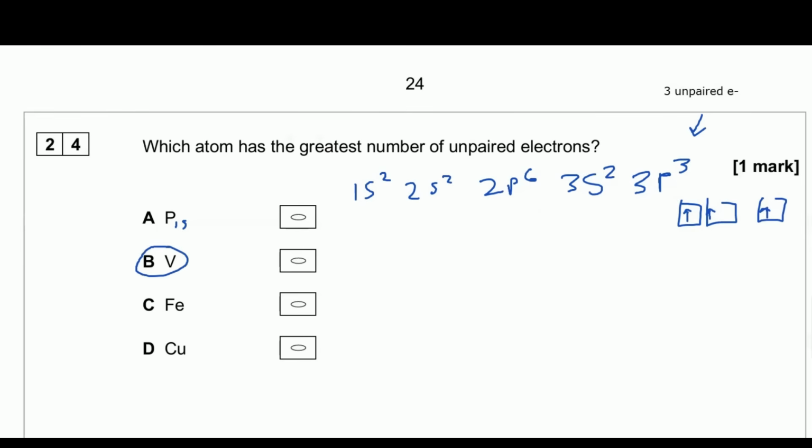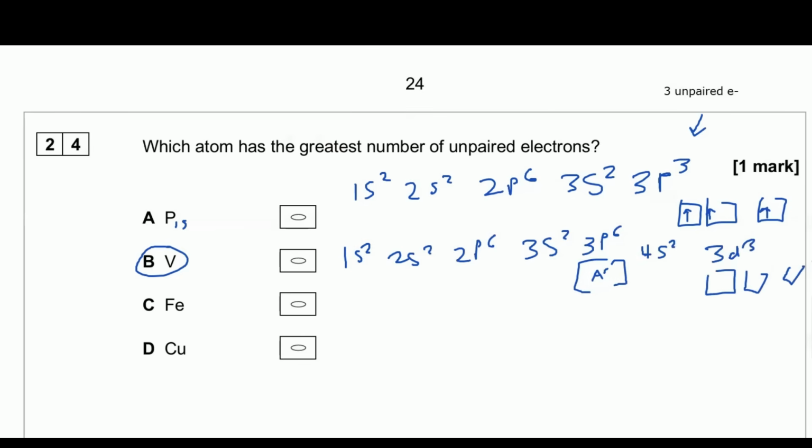Let's check out vanadium. Now, vanadium has the atomic number of 23. So what I need to do is write out vanadium's electronic structure. So we can go 1s2, 2s2, 2p6, 3s2, 3p6, that's 18. This is the same as argon, so it's easy to do the shorthand, argon. And so it has 4s2, 3d3. So 3 of the 3d orbitals have only 1 electron in, so it also has 3 unpaired electrons.